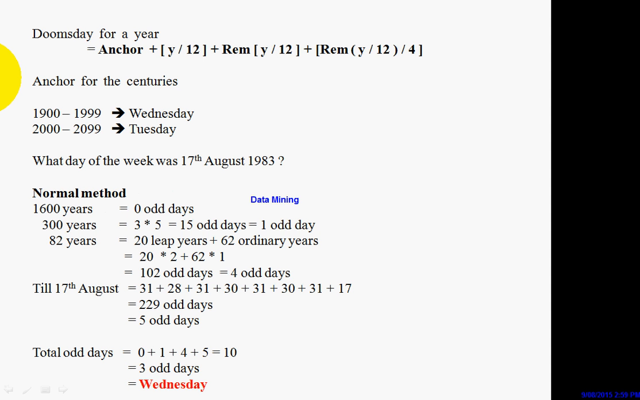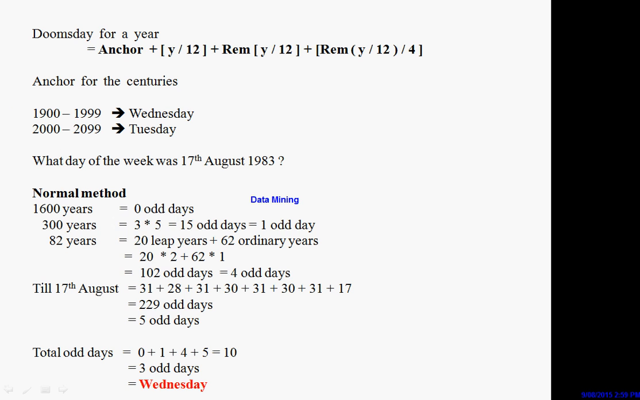We cannot say straight away that 1983 is not a leap year, so the number of odd days is 1. No, we can't do that, because we cannot take 1983 as one whole year. Again there is a break: they have asked till 17th August 1983. So till 17th August we need to calculate the number of odd days, right from January till August.